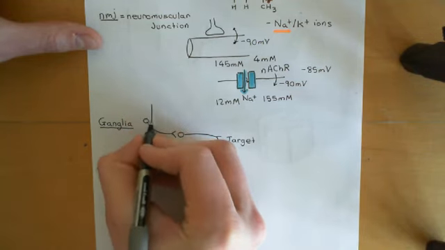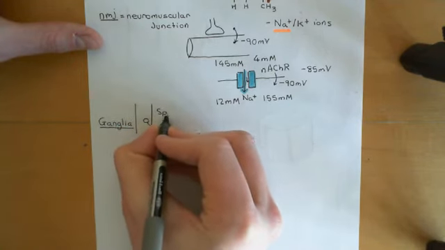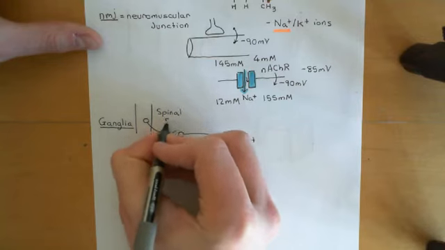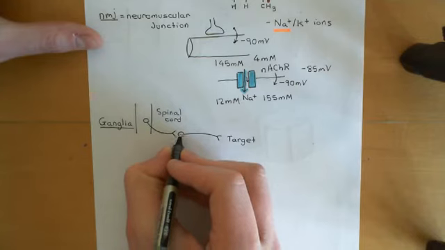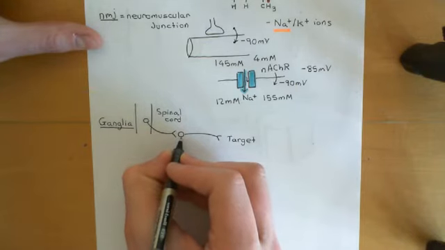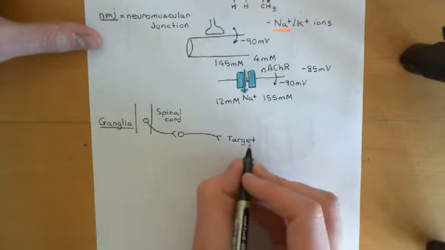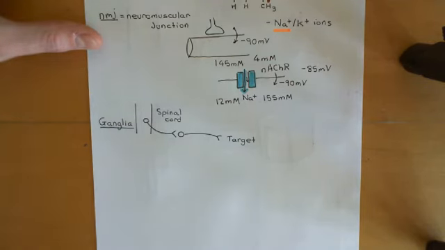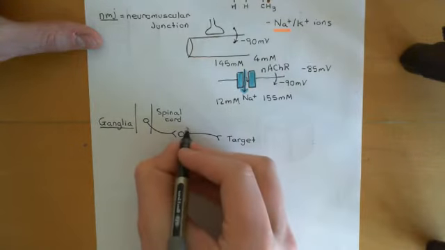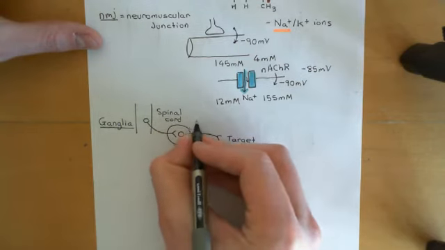Here is the neuron with its cell body inside the spinal cord. So I'll show the spinal cord here. Its axon will then leave the central nervous system and synapse onto a second neuron which has its cell body outside of the spinal cord, and that second neuron then synapses onto the actual target of the autonomic nervous system. And this is for both sympathetic and parasympathetic neurons.